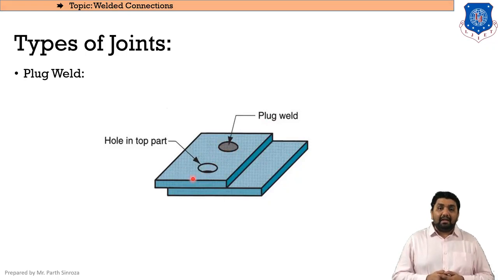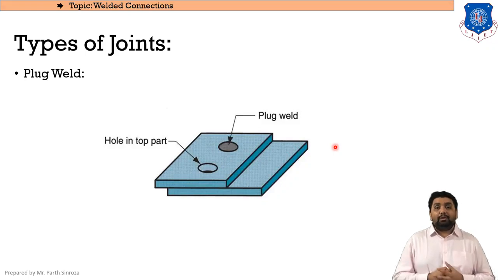The main difference is that in a plug weld, the hole should always be of hemispherical shape to cut the top plate and to provide a weld in it. Clear? So these were our types of weld. So if it is asked in a question or theory portion to explain types of weld with a sketch, then you have to write these things.